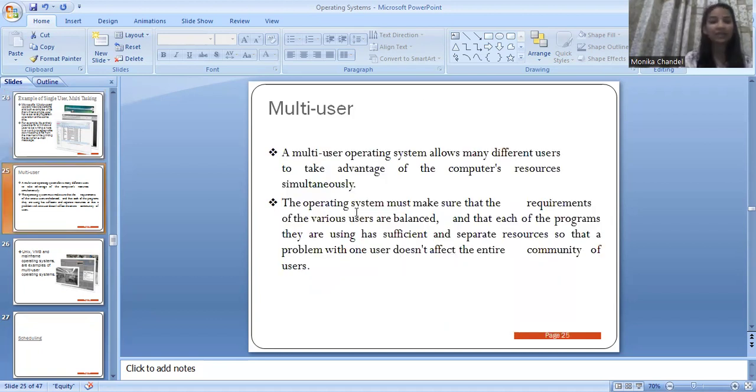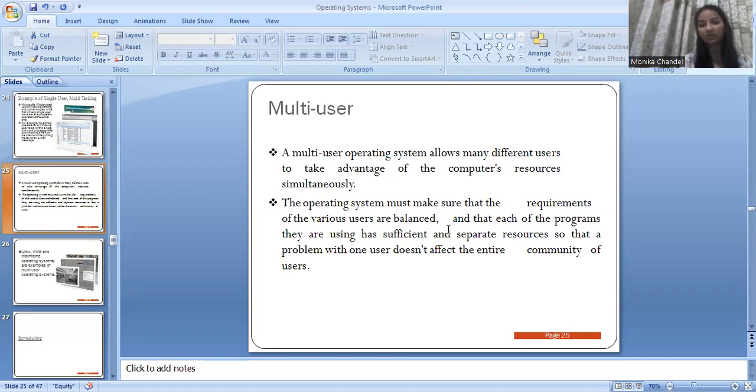And multi-user, as the name defines, means multiple users can use a single operating system, and multiple tasks are performed by the operating system. Multi-user means one or more users can use a single operating system, and every user has different kinds of processes, different jobs that we give to the operating system, and they are done by the operating system. A multi-user operating system allows many different users to take advantage of the computer resources simultaneously. Simultaneously means at one time multiple tasks are performed by an operating system.